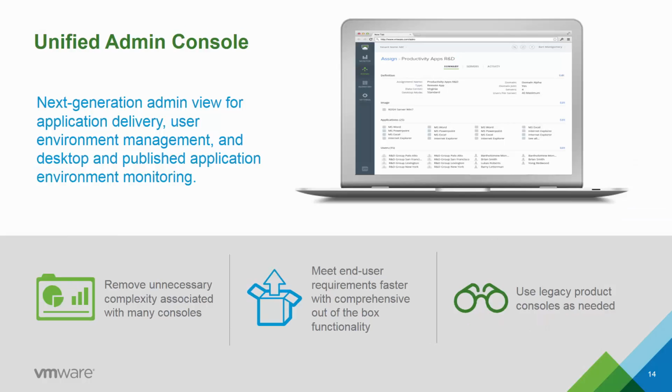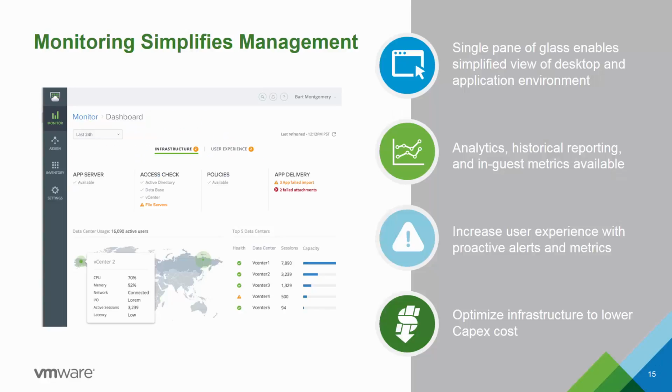The next generation admin console in App Volumes 3 removes the need to use different consoles for different tasks, but legacy consoles are still available if required. With a powerful interface that's intuitive and comprehensive, IT can choose to use out-of-the-box functionality or manually build workflows as well. Proactive monitoring is made possible with a single pane of glass to view into the performance of desktops as well as application environments. Powerful analytics can help drive down support and help desk costs associated with poor performance.